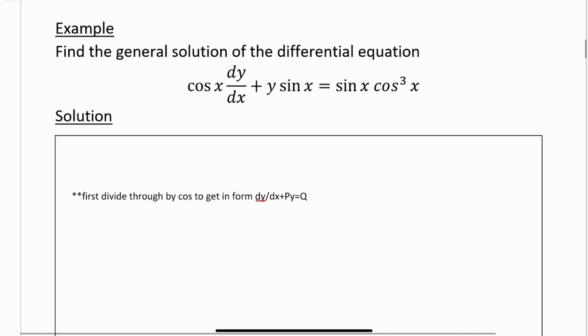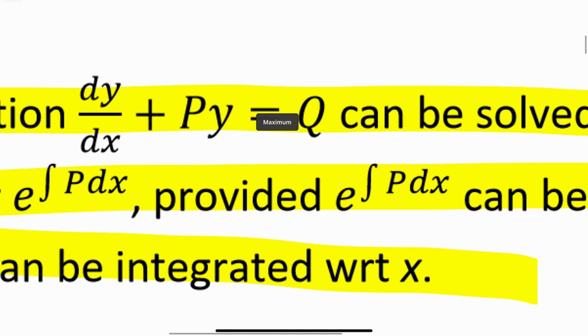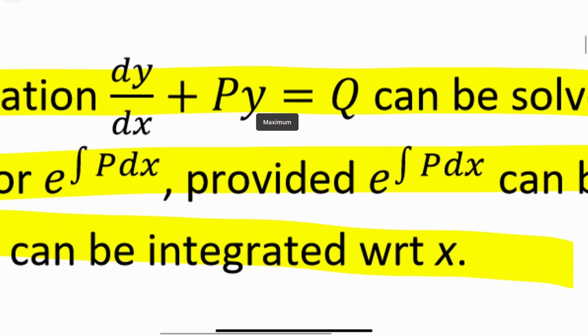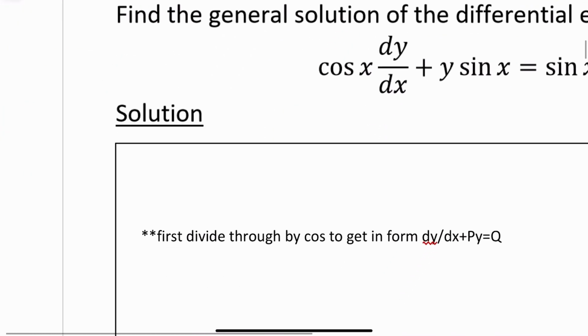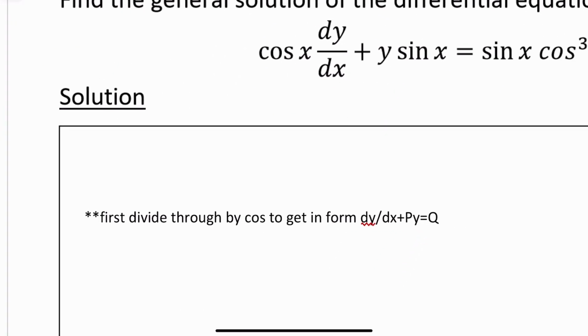All right, it says, find the general solution of the differential equation cos of x dy by dx plus y sine of x is equal to sine of x cos cubed of x. Okay, first of all, it's not in this form, dy by dx plus py is equal to q. So the first thing you've got to do is divide through to make it in that form.